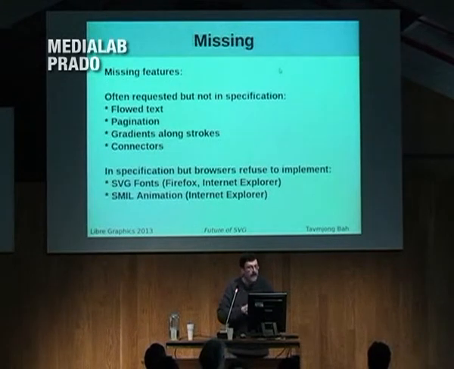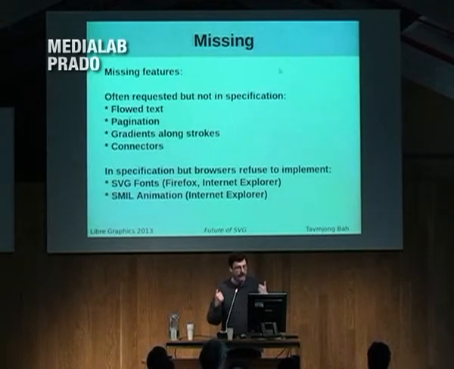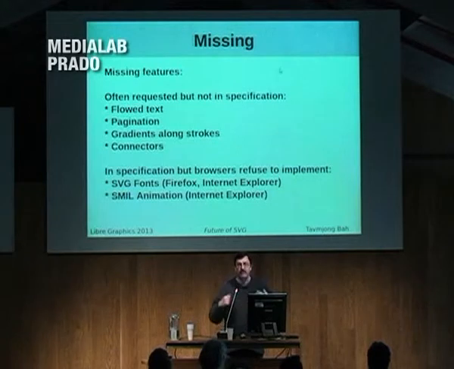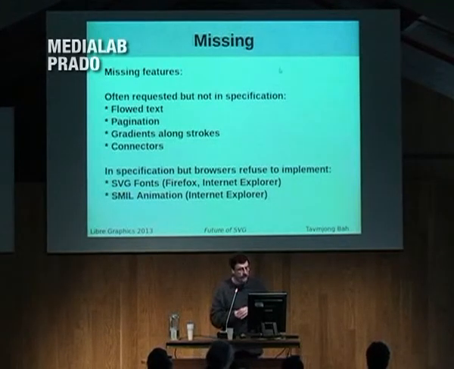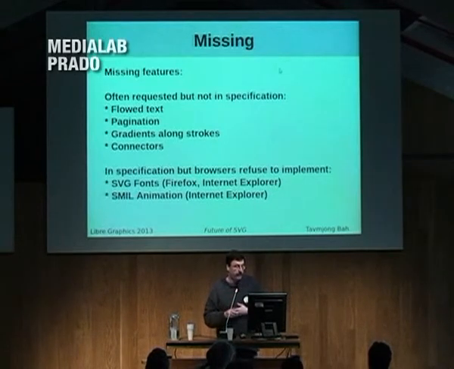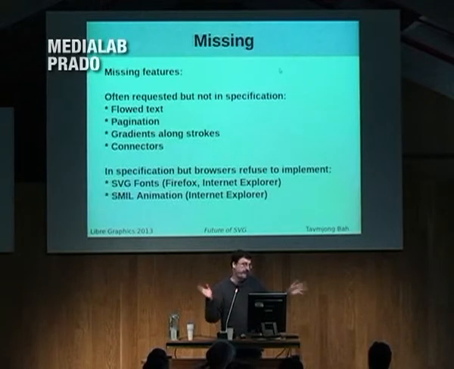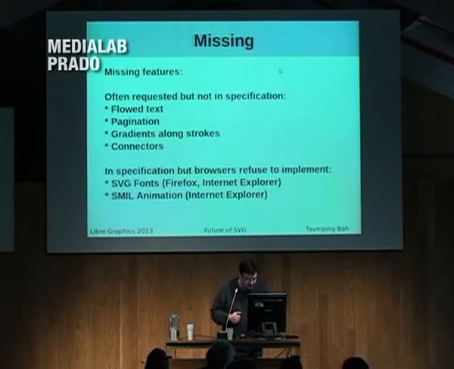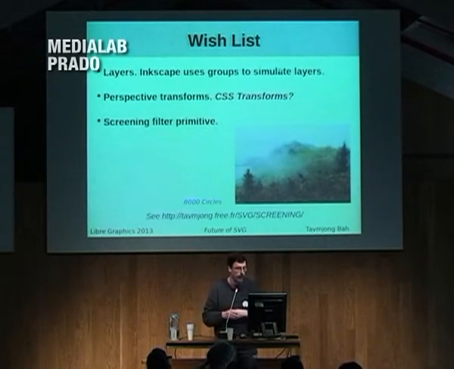What's missing from SVG, even after all this? Flowed text, well, maybe we'll get that. Pagination, people would like to have multi-page SVGs. Gradients along strokes, connectors. Also, in the specification already, the browsers refuse to implement SVG fonts. Firefox just simply refuses to implement them, and Internet Explorer follows Firefox, and this says, well, if Firefox doesn't do it, we don't have to do it. Also, Internet Explorer refuses to implement SMIL animation, believing that CSS animation is the way to go.